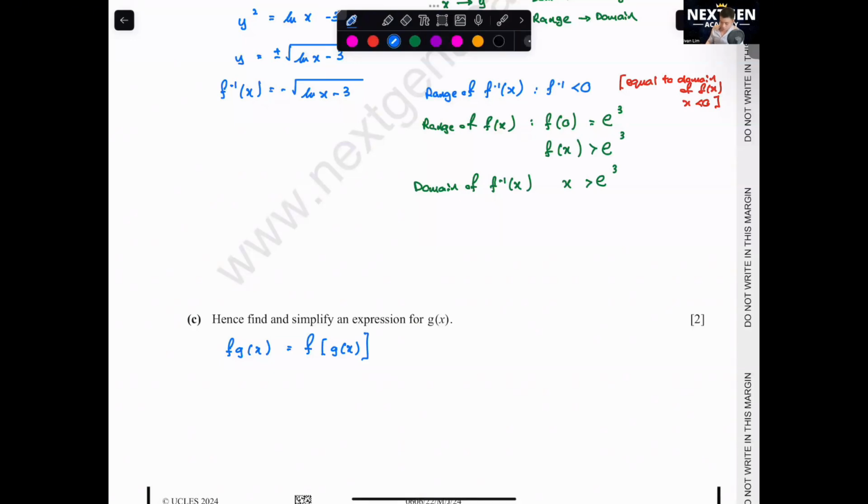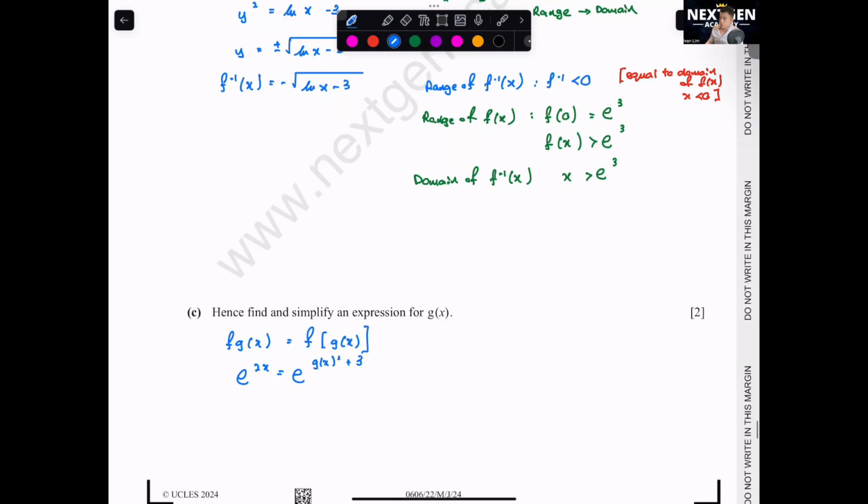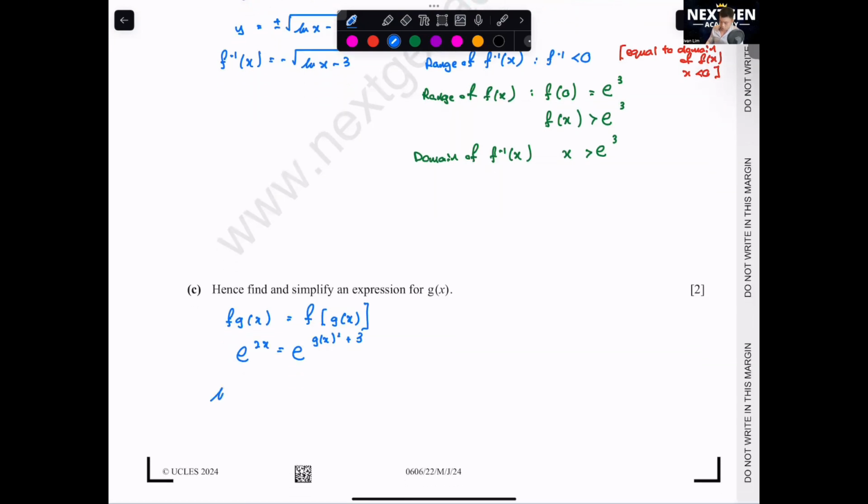So here is e to the power of 2x equals e to the power of gx square plus 3. Go ahead and solve for gx here. So ln e 2x equals ln e gx square plus 3, so 2x ln e equals gx square plus 3 ln e. Both sides have ln e, you can cancel off. 2x equals gx square plus 3.